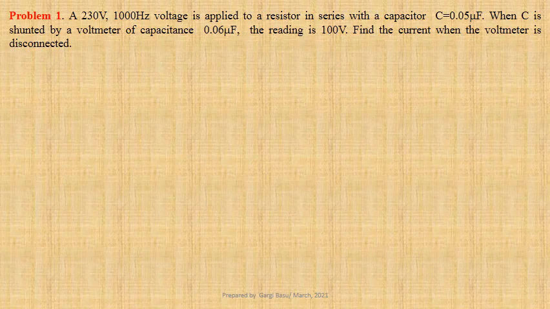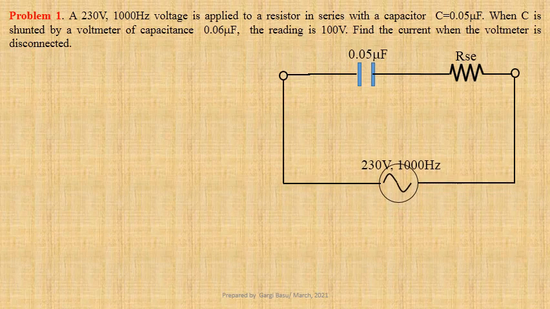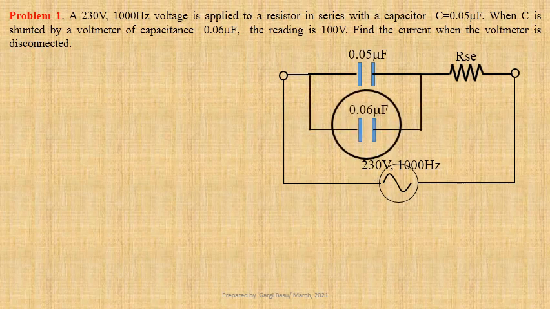Problem number 1. A 230 volt 1000 Hz voltage is applied to a resistor in series with a capacitor C equals 0.05 microfarad. When C is shunted by a voltmeter of capacitance 0.06 microfarad, the reading is 100 volt. We have to determine the current when the voltmeter is disconnected. Let us designate the nodes as A, B and C.